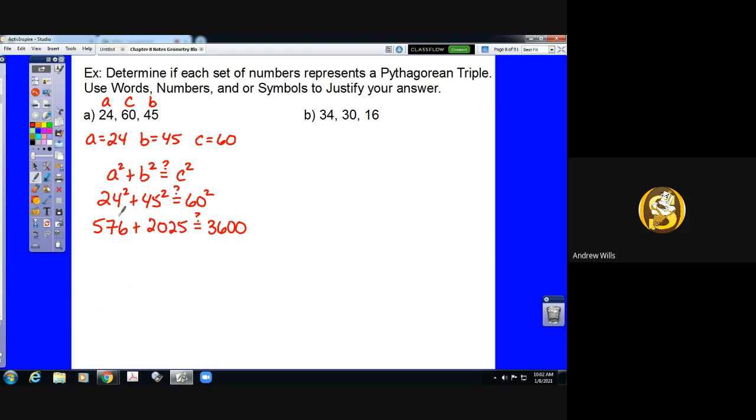Clearly, these two numbers, when added together, are not going to equal 3,600 because it's just going to be just over 2,600. So that's not going to be big enough. We're looking at 2,601, which is not equal. This is a false statement. So your answer for part A should be no.